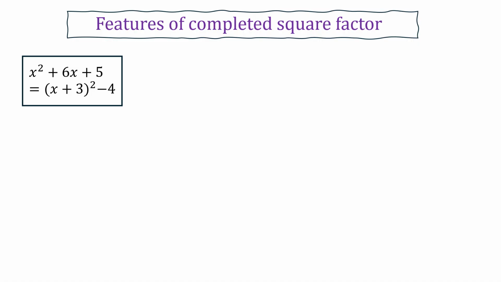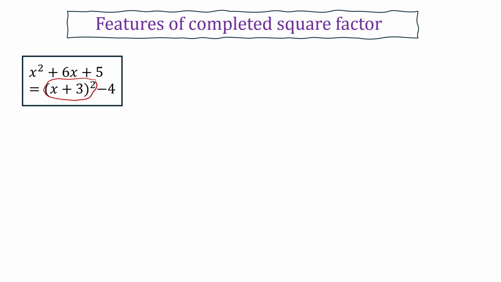Right, before I jump into showing you how to do the completing the square method, let's look at the features of the completed square factor. x squared plus 6x plus 5 can be factorized into (x plus 3) squared minus 4. So this is a completed square.